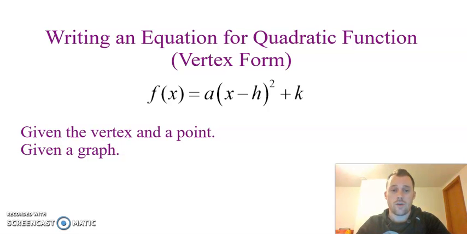In this video, we're going to talk about how to write an equation for a quadratic function written in vertex form given a couple different scenarios. So we're going to look at if we're given a vertex and a point on our graph, how do we go about writing that vertex form equation? And if we're given a graph, how do we write that equation?